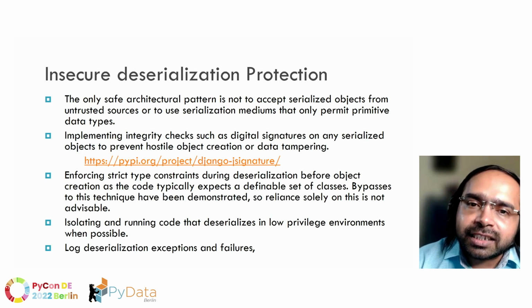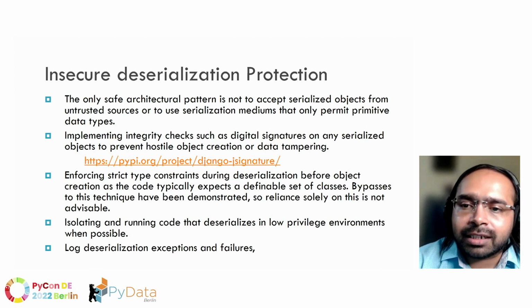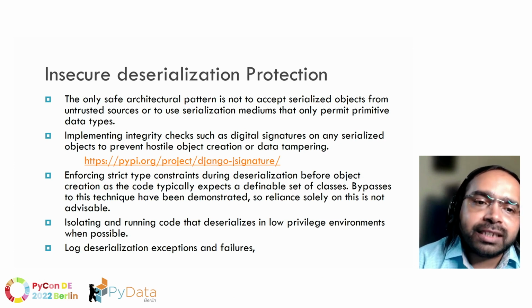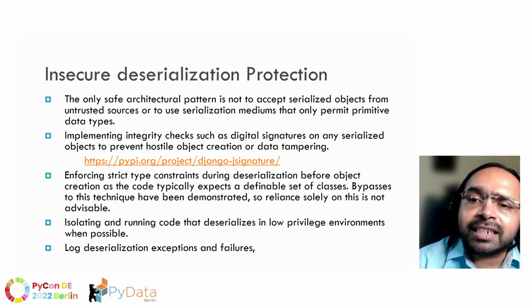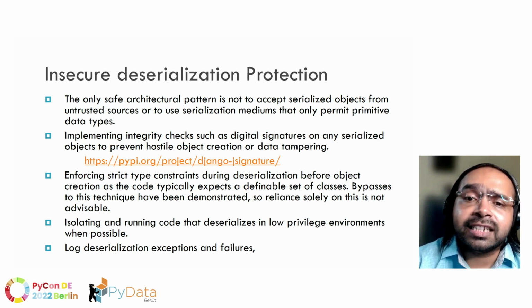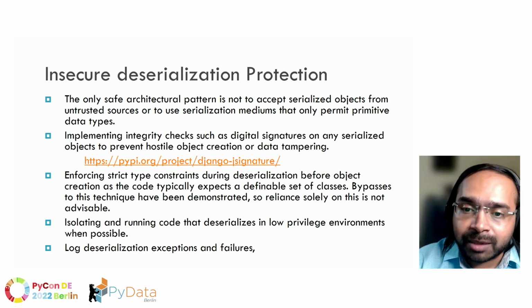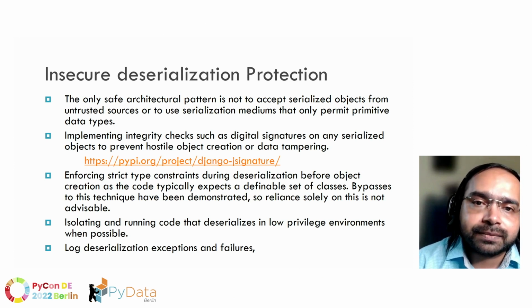Then to protect against insecure deserialization, you can use the Django JSignature package, which ensures that you are using integrity checks. Integrity checks or digital signatures ensure that data tampering has not happened, or it can easily detect the data tampering if you implement digital signatures.